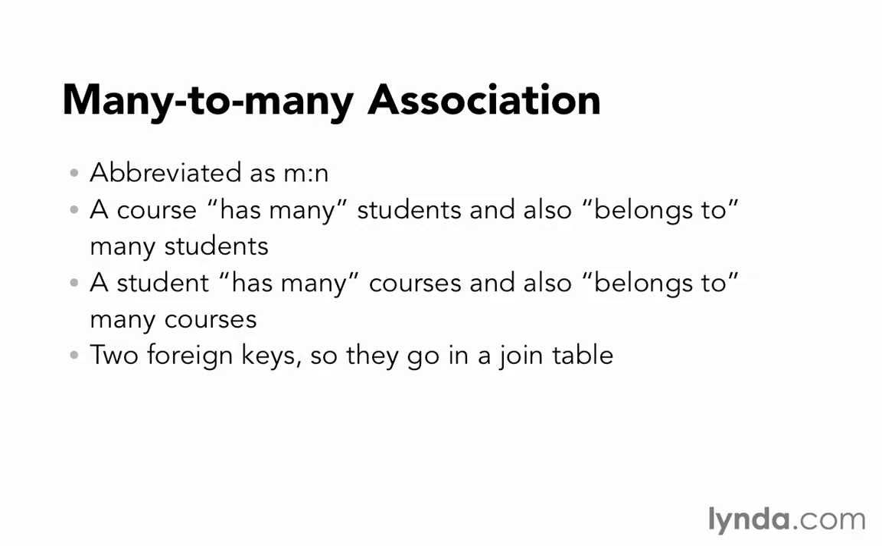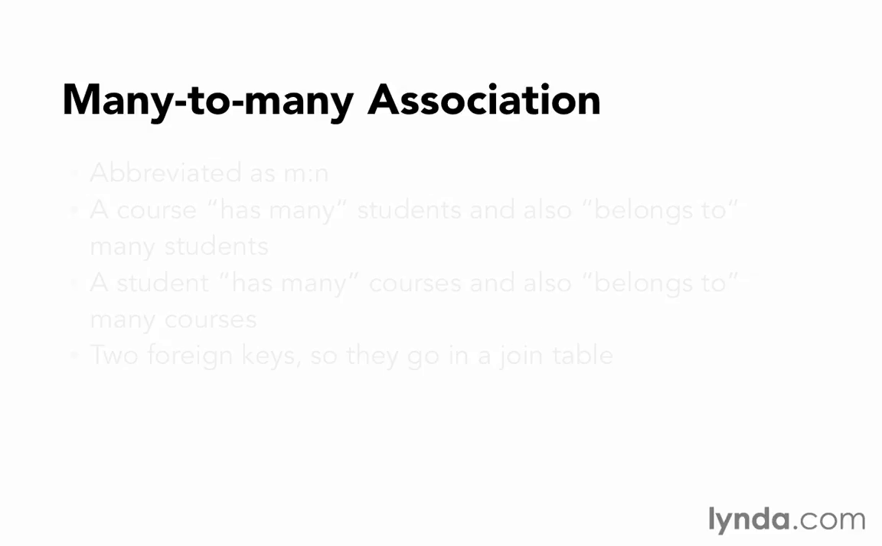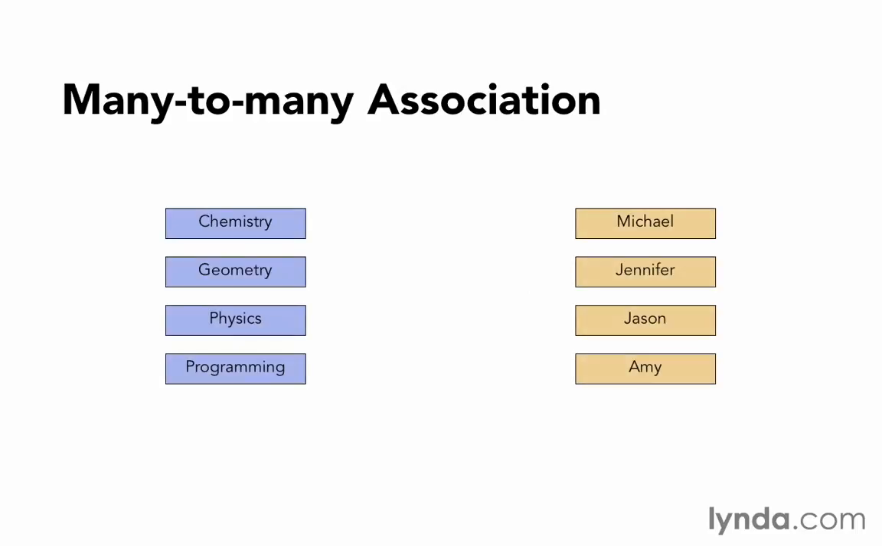A join table is going to be a third table that's going to sit in between our 2 existing tables in order to make the relationships between them. Let me show you an example. Let's say that I have 4 courses: chemistry, geometry, physics, and programming. And I have 4 students: Michael, Jennifer, Jason, and Amy. So let's say that Michael is taking chemistry, geometry, and physics.